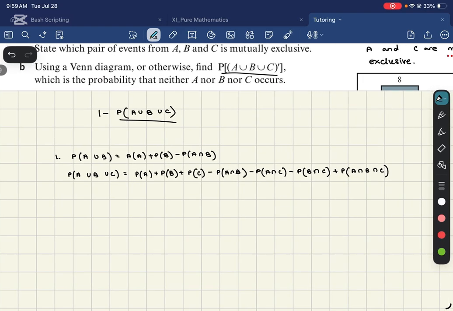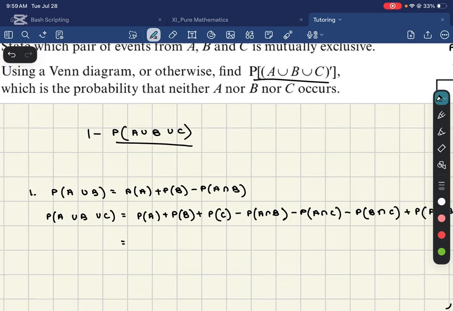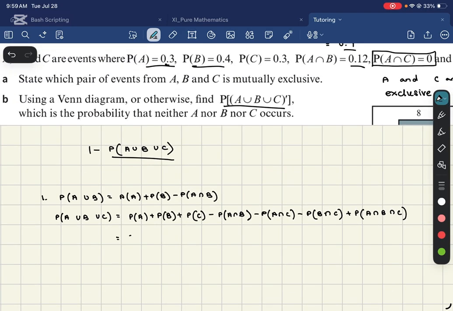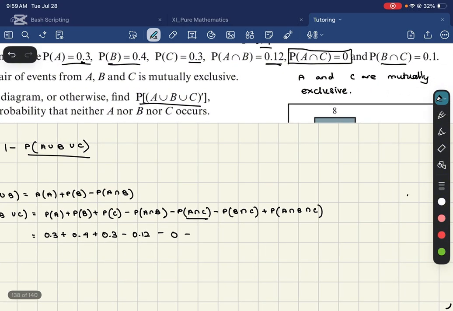So if you use this formula, we can directly substitute our values in. Probability of A is 0.3 plus probability of B is 0.4 plus probability of C is 0.3 minus probability of A intersect B is 0.12, probability of A intersect C is 0 because they are mutually exclusive, probability of B intersect C is 0.1, and finally probability of all three happening, because A and C don't intersect, all three cannot happen. So this is going to be 0.